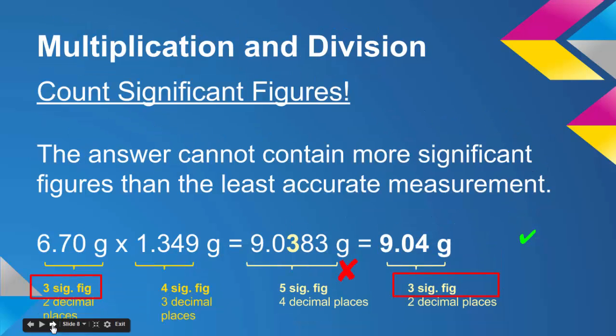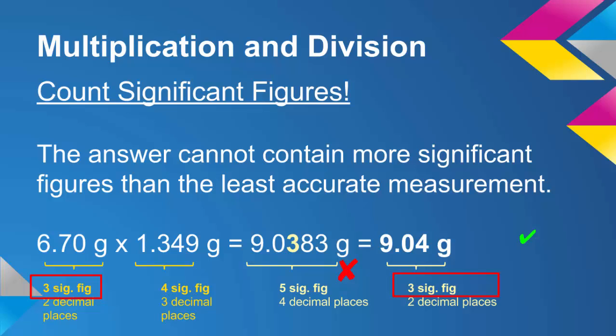So what about multiplication and division? Multiplication and division, it's pretty much the same rule. However, in this case, we're counting significant figures. So we're going to stop looking at the decimal places and we're going to start counting significant figures. Remember, our answer cannot contain more significant figures than our least accurate measurement. This again goes with that rule. I can't have bad data and good data and end up with good results. No, you will end up with bad results. So I can't get better than my worst case, right?